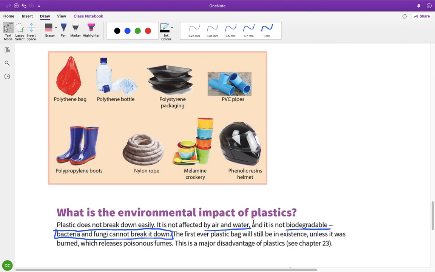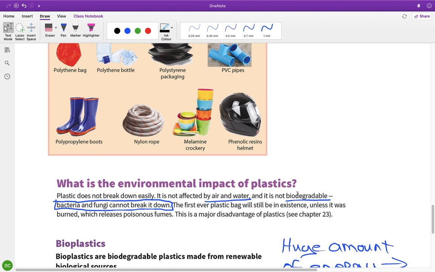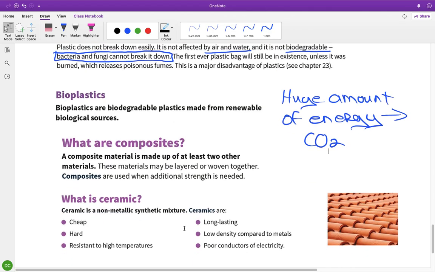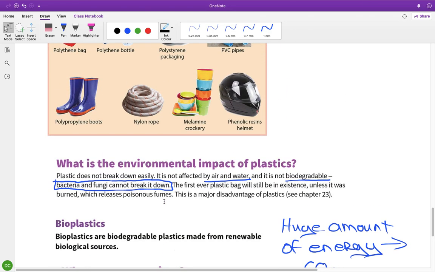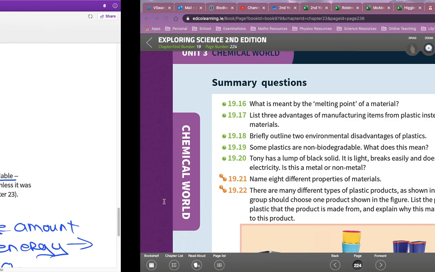Okay. An environmental impact of plastics, I suppose, you probably know it anyway, but what does biodegradable mean? What does it mean to not be biodegradable? So that bacteria and fungi cannot break it down. Yeah. And then, like I said, very briefly, composites and ceramics. Okay, so get those notes down.